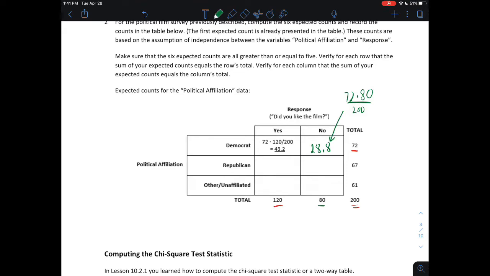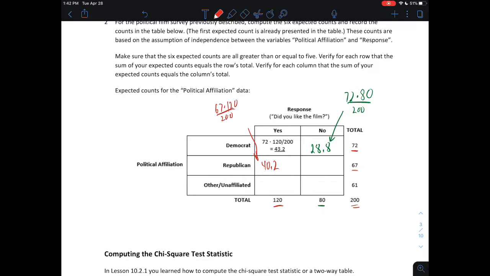Okay, so now let's do, going back to the yes column for the Republican row. So here the row total is 67. So 67 times the column total, which is again 120 for the yeses, and then divide by 200. So 67 times 120 divided by 200. And that gives me 40.2.